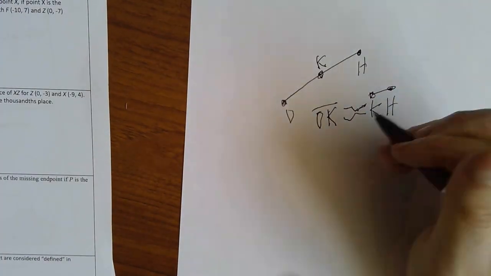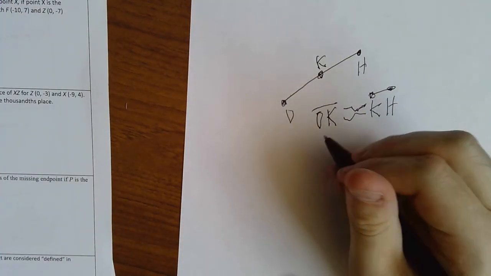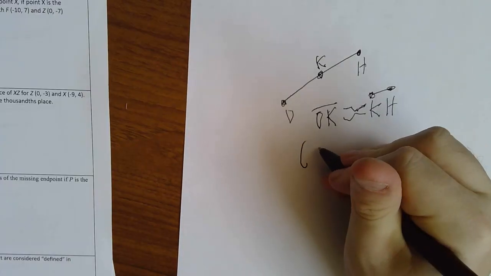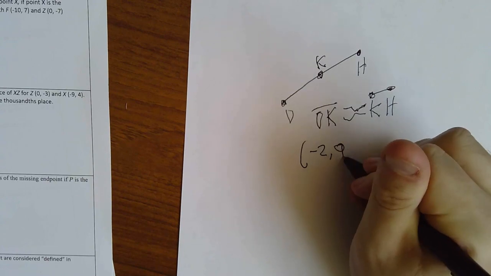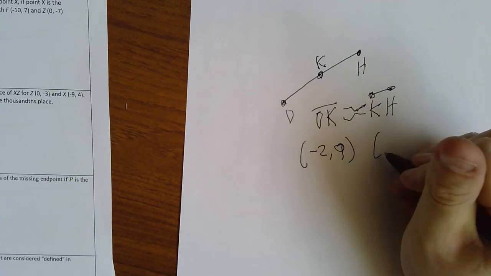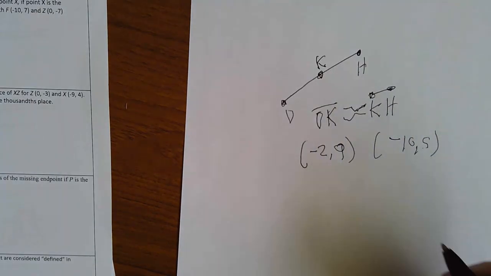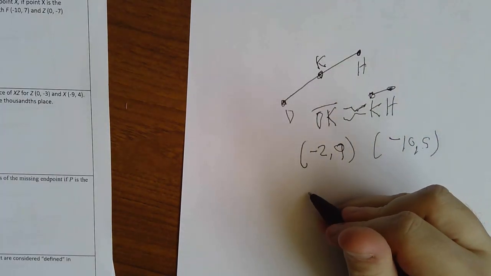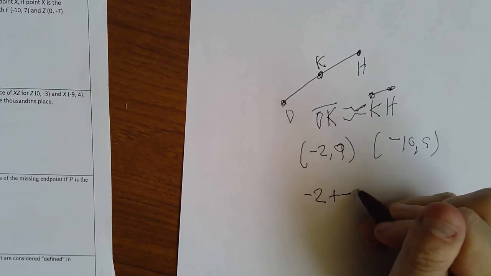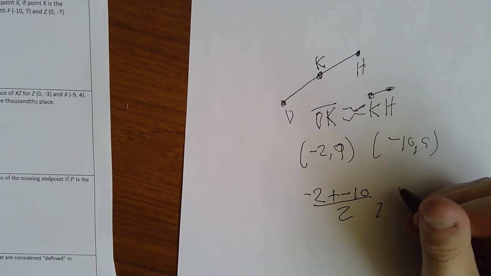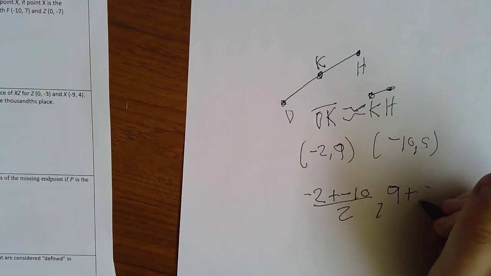So, gonna go ahead and do that. So my point for D is -2, 9. And my point for H is -10, 5. I'm going to use my midpoint formula and add up the two x values. So -2 plus -10 divided by 2, take the average, and then do the same thing for my y values.